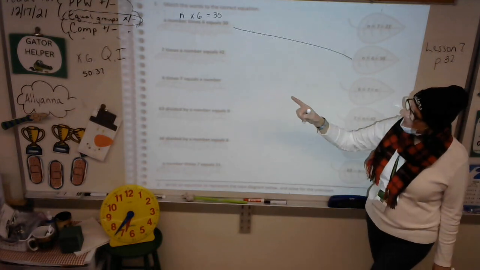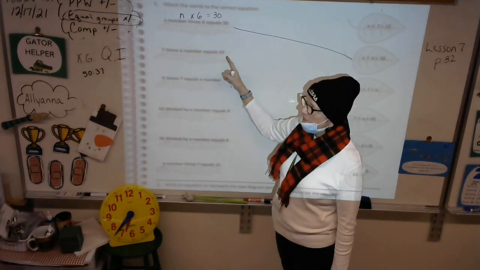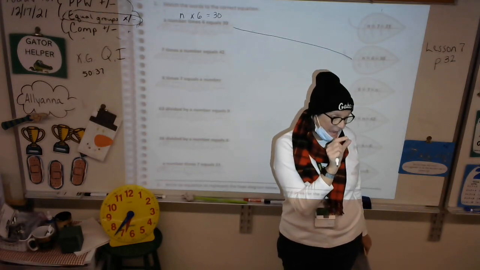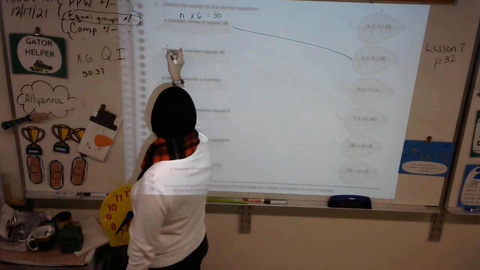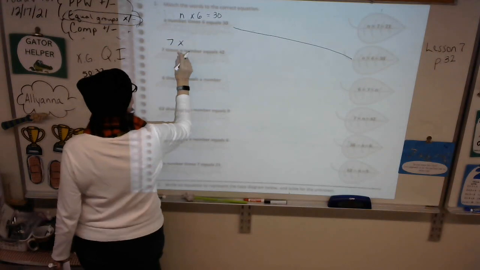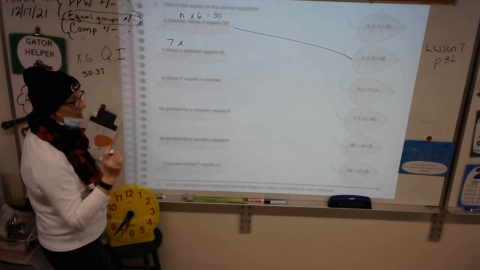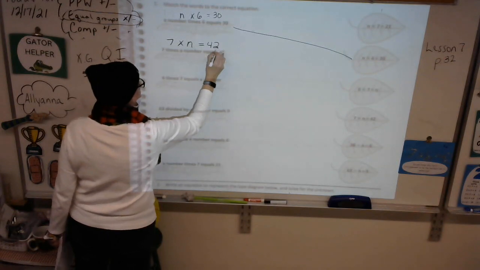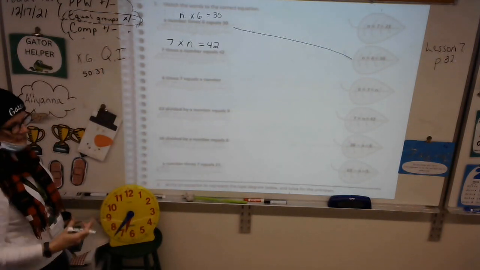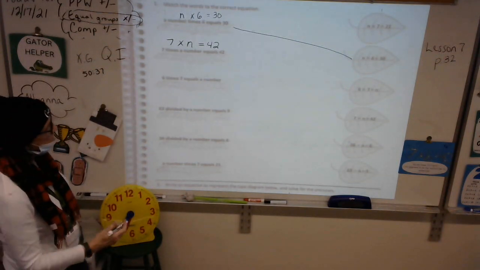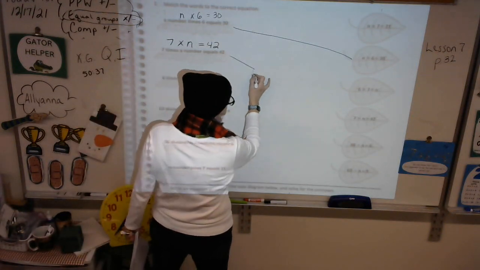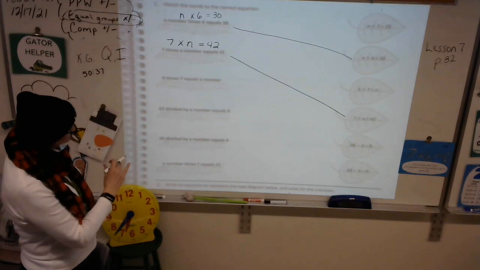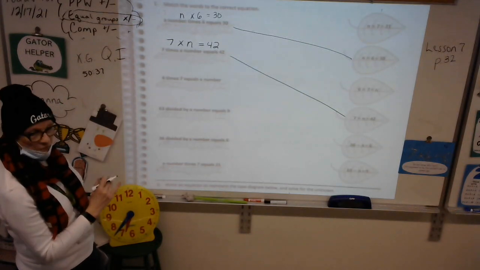Okay, the next one says 7 times a number equals 42. So let's write that with n as our number. We would write 7 times a number, that's our unknown, right? 7 times n equals 42. Where do we see 7 times n equals 42? We see it right there. How many of you would like to try the last 4 on your own?